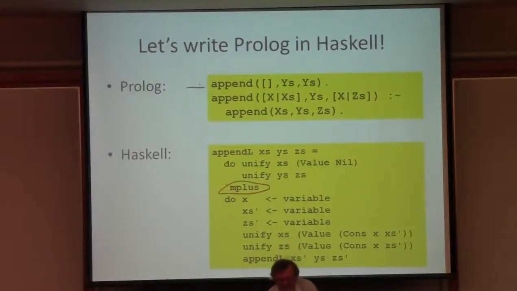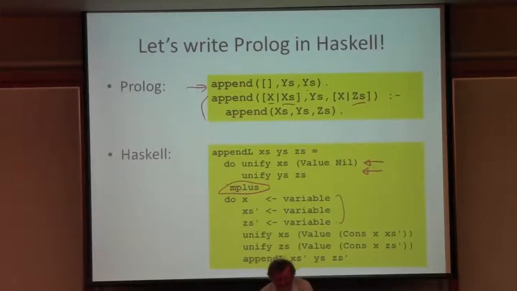The first clause unifies the first argument with the empty list and the second and third arguments with each other. Here's the Haskell, unifying the first argument with the empty list, the second and third with each other. What does the second clause do? Well, it creates some new variables. So x, x's, and z's are new variables. They're not arguments to the clause. Here's the Haskell that does that.